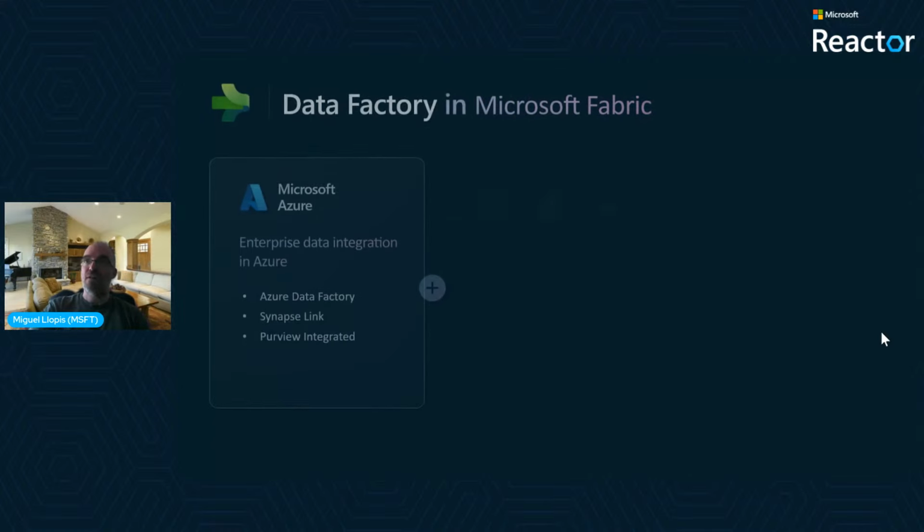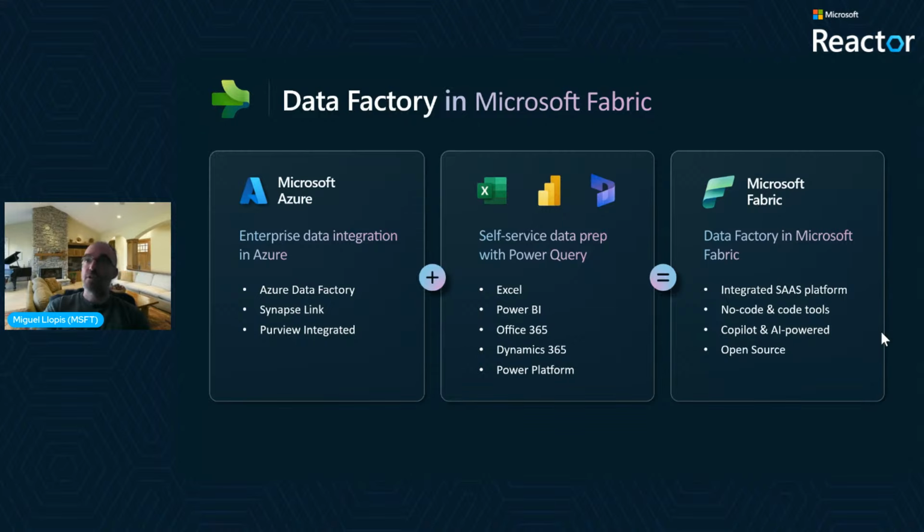So let us deep dive into the capabilities. You may have actually used some of our data integration capabilities across Microsoft over the last decade or so that comprise a range of enterprise data integration capabilities in Azure with offerings like Azure Data Factory, Synapse Link, and also governance through Purview integration. But on the other hand, self-service data preparation capabilities, low-code data preparation capabilities for business users with Power Query that has shipped across a wide range of Microsoft products, including Excel, Power BI, Office 365, Dynamics 365, and the Power Platform.